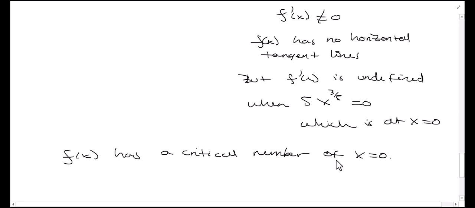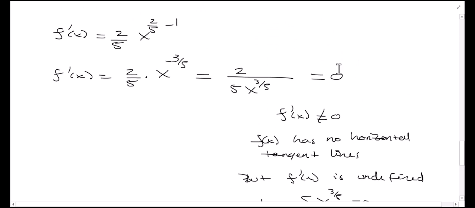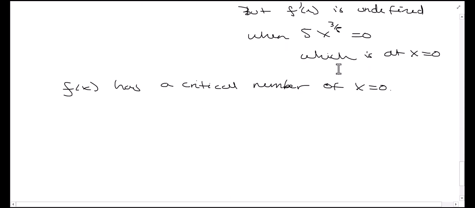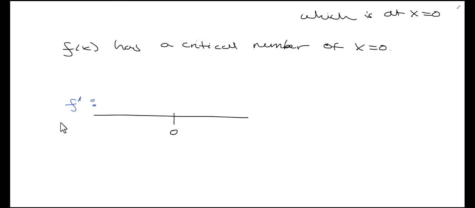So what is happening at 0 then? There's no horizontal tangent line there. So what is happening with this function? And so let's take a look at the increasing and decreasing part of it. So let's set up our number line. And we only have one critical number. This is when x is 0. So we're going to be looking at f prime, and we're going to be looking at our function f as well.